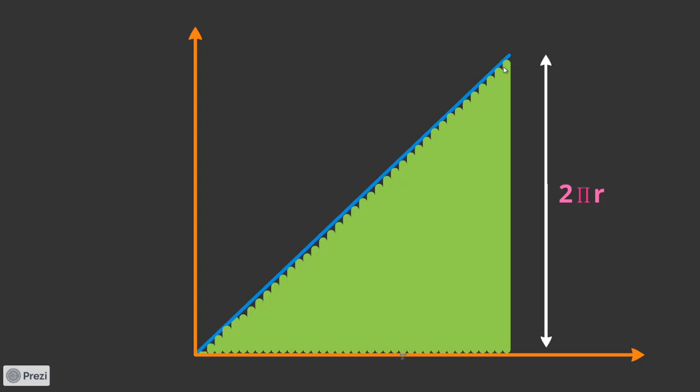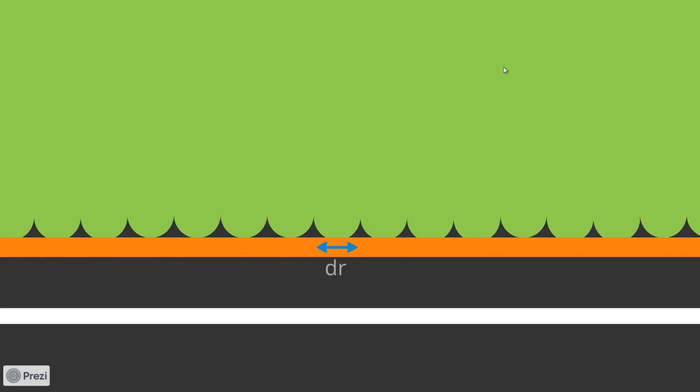2 pi r, and r is the radius of the whole circle, the outermost circle. Okay, because it is a circumference. What about this? What about this distance, the breadth? Let us look. This small thing is dr, right? We know that, and as dr gets smaller and smaller, we get a better result, right?